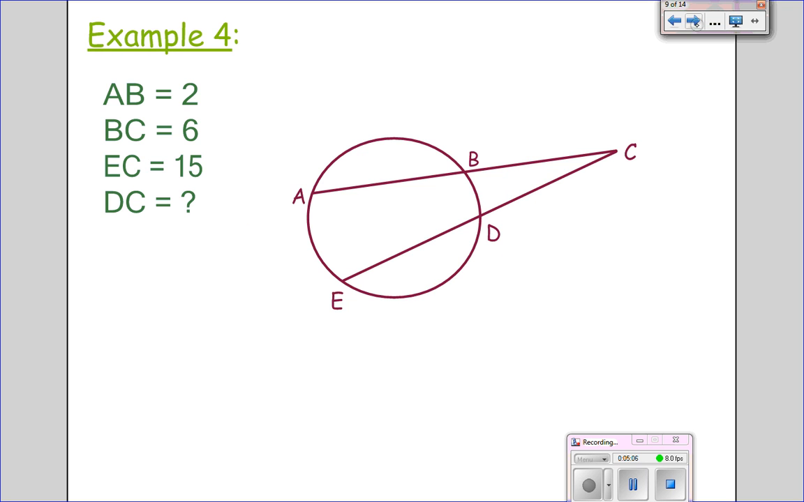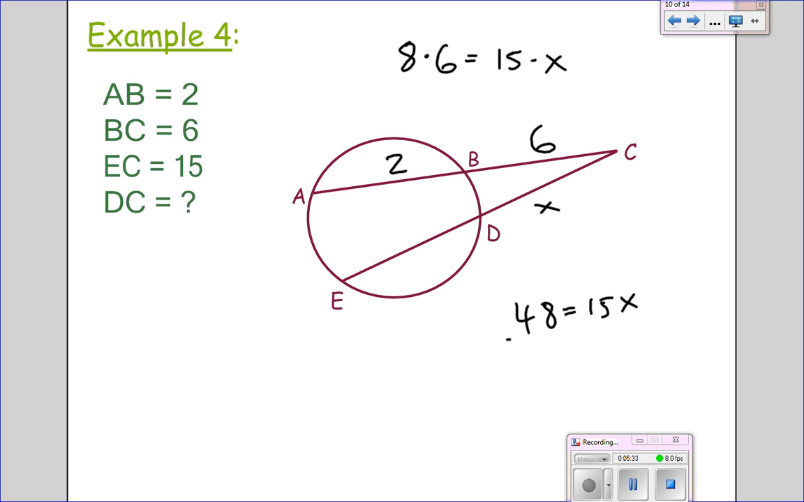Let's move on to another one. Pause this one and see what you can do with it. All right, so AB is 2, BC is 6, all of EC is 15. So whole thing, 8, times the external, 6, equals the whole thing, 15, times the external, x. So we get 48 equals 15x, and we divide by 15. So x equals 3.2.